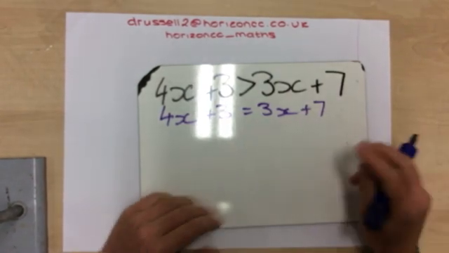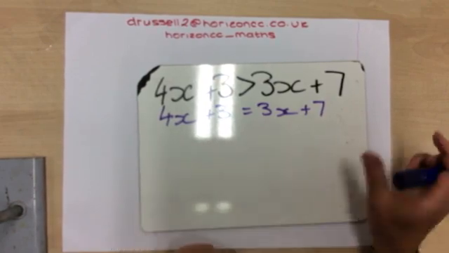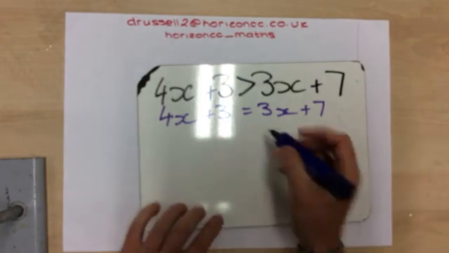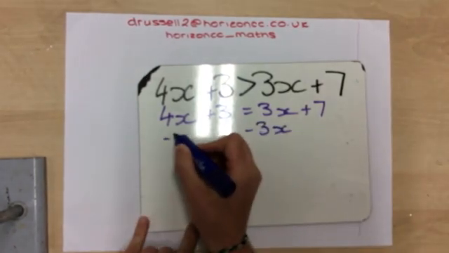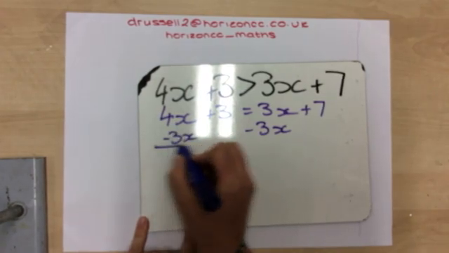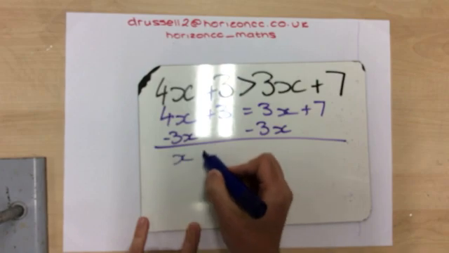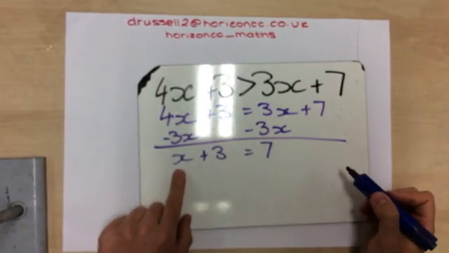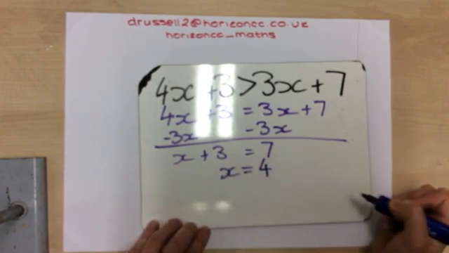This is all about keeping balance. Keep it balanced, do the same to both sides. Whatever you're doing to one, you must do to the other. I will start by, I'm going to subtract 3x first. If I subtract 3x, then I know I've got a nice convenient x all by itself, because x will disappear from here. I'll be left with x plus 3 equals 7. Well, I can see a number plus 3 gives me 7, so therefore x must have been 4.